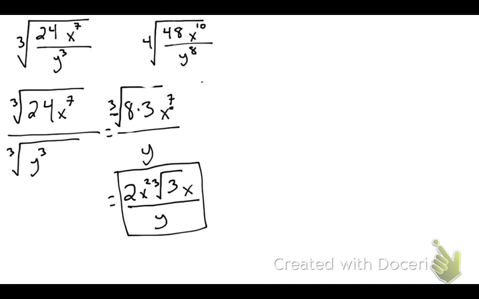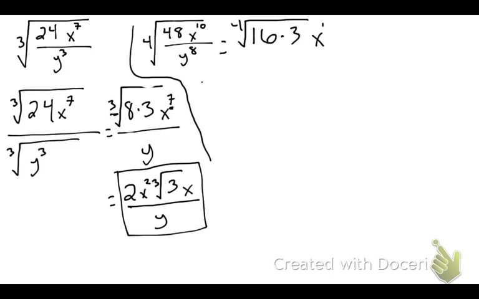Didn't set this one up real well. We have the 4th root of 48x to the 10th over y to the 8th. Nothing simplifies, so we're going to break it up in the numerator. The 4th root of, I know that 48 is 16 times 3, and 16 is a perfect fourth. X to the 10th. My denominator is the 4th root of y to the 8th.